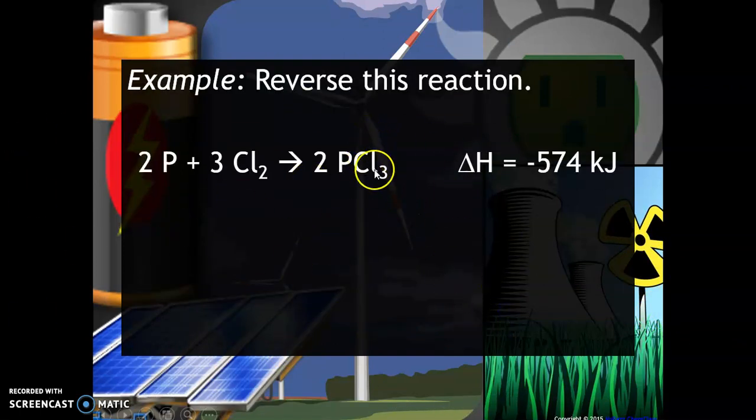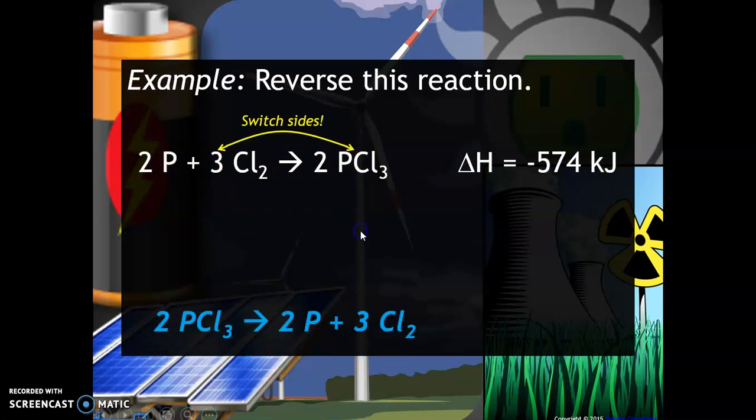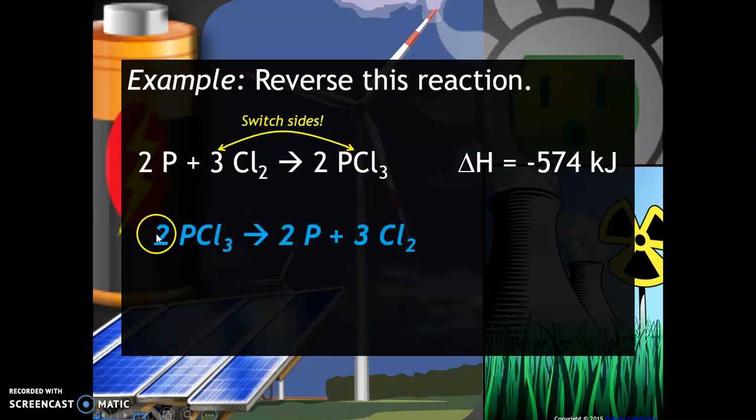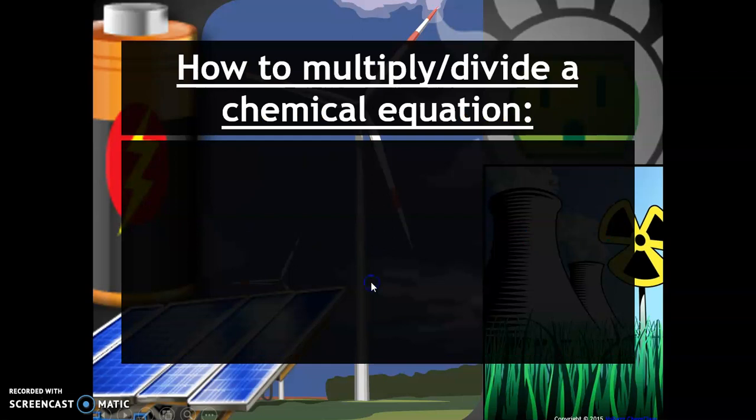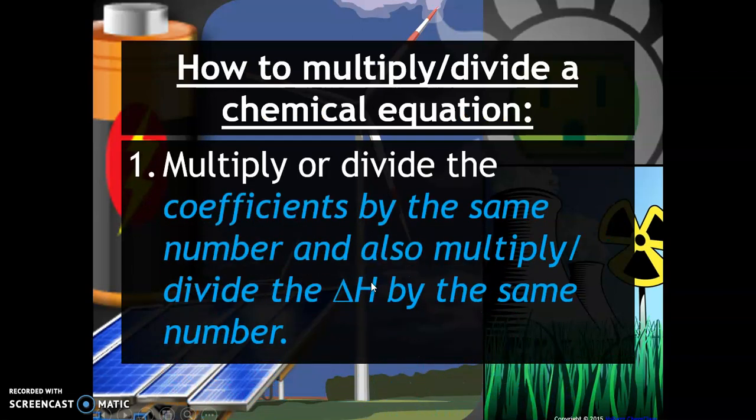if I wanted to reverse this, I wanted to get PCl3 on this side and phosphorus on the right, all I do is switch sides so that 2 PCl3 is on the left side of the arrow and these two are on the right. And then over here, I just make sure the signs are reversed. That's it. Sometimes you have to flip them so that I can make that all equal. Now, sometimes I also need to multiply or divide.